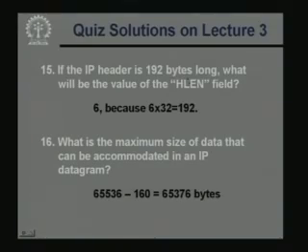Well, if the IP header is 192 bytes long, what will be the value of the HLEN field? Well, this 192 means actually 6 into 32, so HLEN is 6.